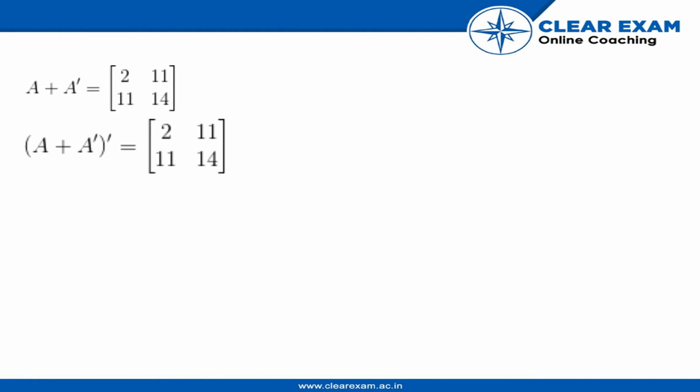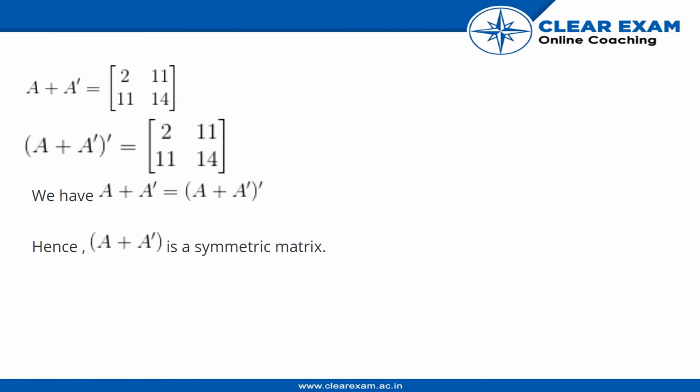Now A plus A transpose whole transpose would be [2, 11; 11, 14]. We have A plus A transpose is equal to A plus A transpose whole transpose. Hence A plus A transpose is a symmetric matrix.